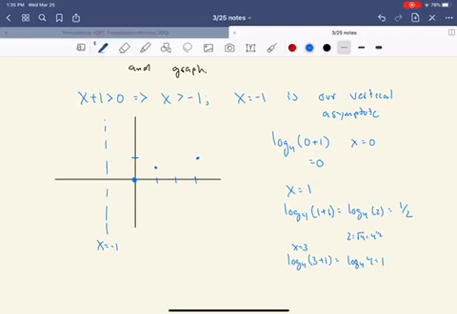And now we're going to go ahead and just draw the graph. So this is the graph of y equals log base 4 of x plus 1.